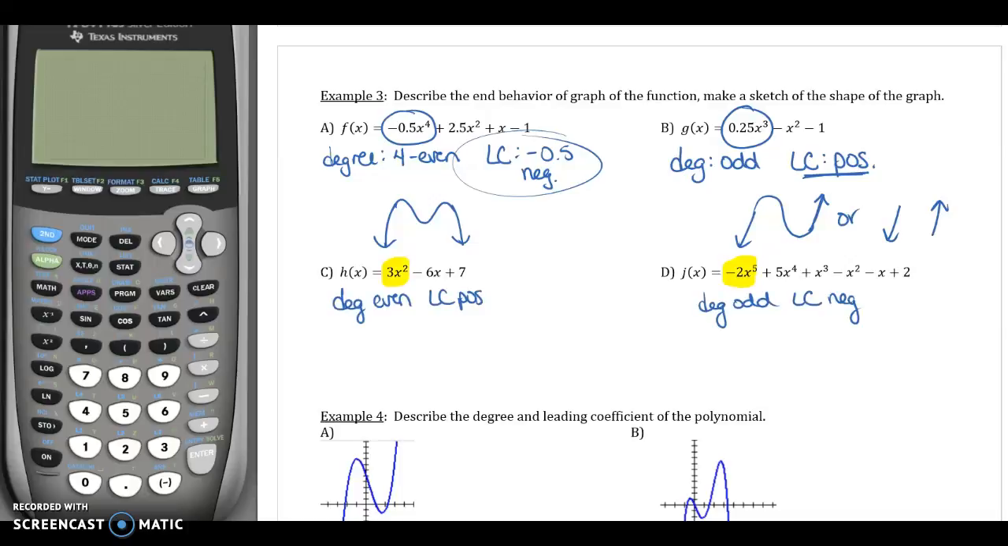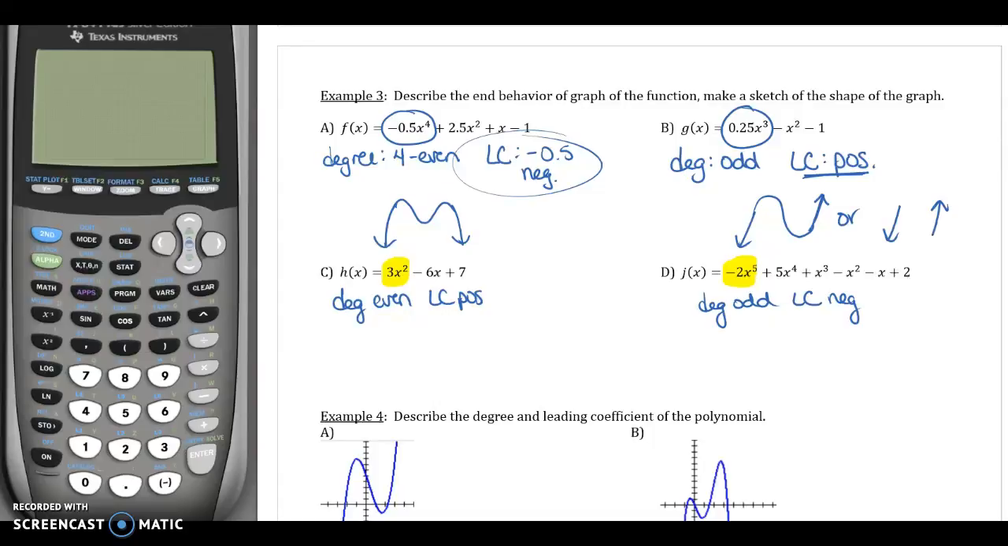When I memorized these, I thought about the leading coefficient first. Leading coefficient positive, positive up, the right side goes up. Leading coefficient negative, negative down, the right side goes down. Then I remember odd opposite and even same.